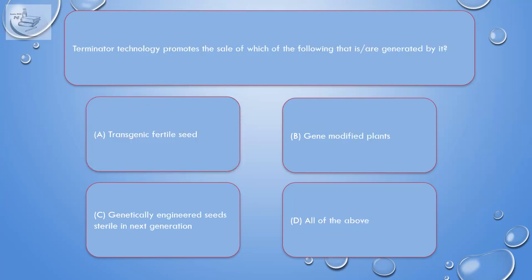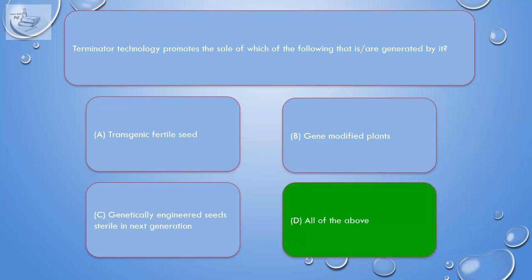Question: Terminator technology promotes the sale of which of the following that is, are generated by it? A. Transgenic fertile seed. B. Gene-modified plants. C. Genetically engineered seeds sterile in next generation. D. All of the above. Correct answer is D. All of the above.